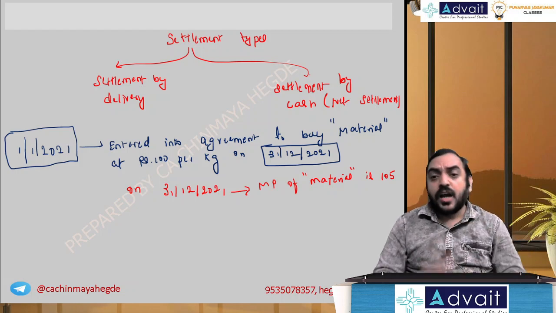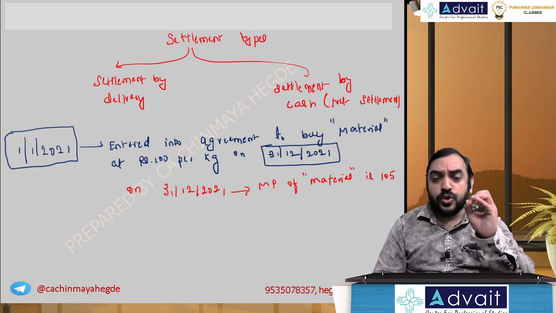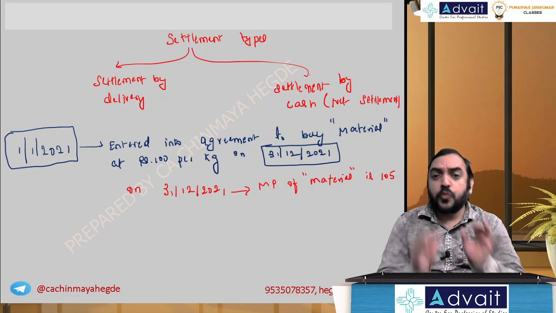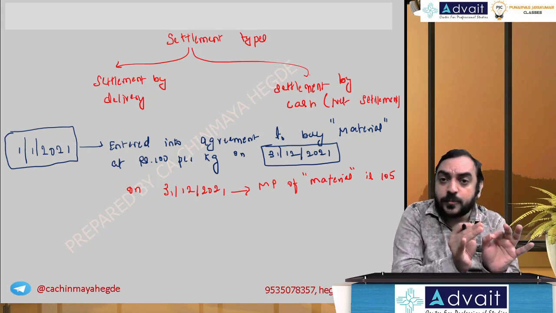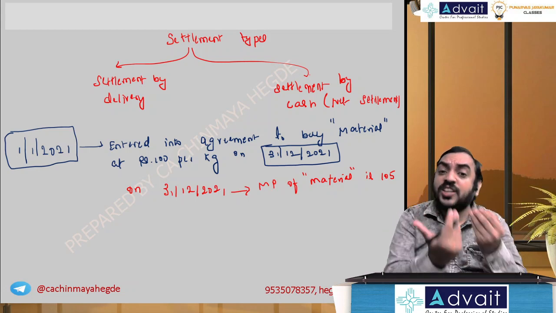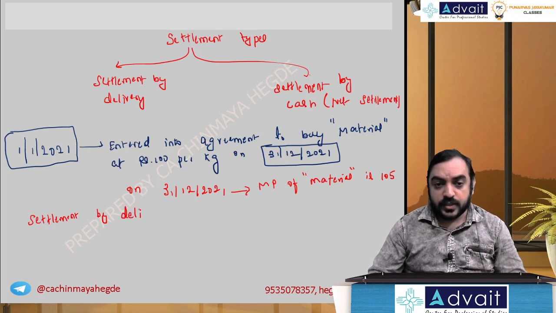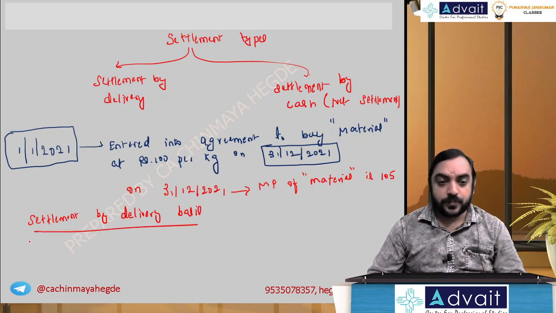Okay, now at least tell me, are you making a profit or a loss? If you go with the regular process, what is the regular process? I signed a contract, as per the contract I have to buy. Let me execute the contract, let me honor the contract. That is what settlement by delivery basis means. So what do you do in settlement by delivery basis? You execute the contract.